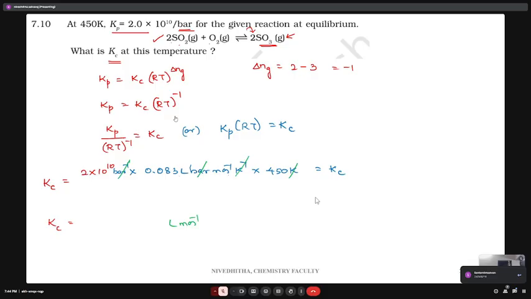Yes. Sendamal Chelvan's answer is 7.47 into 10 power 11. Yes, this is the right answer. So, by using the relationship between Kp and Kc, we have solved this problem. Okay. Now we'll move on to next question.